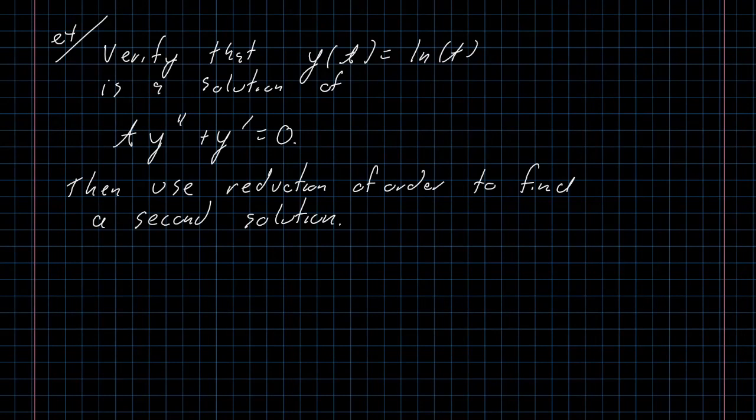I'd like you to look at the differential equation t y'' + y' = 0. And there are several ways we could solve this particular equation. The way I want you to focus on is verify that y(t) = ln(t) is a solution, and then use the process of reduction of order to find your second linearly independent solution.